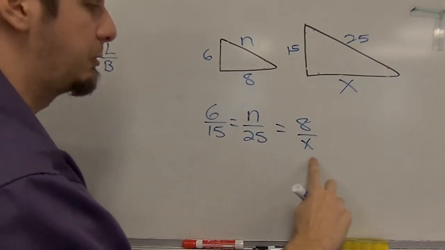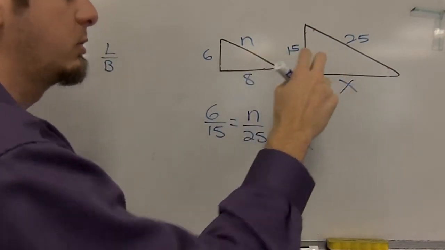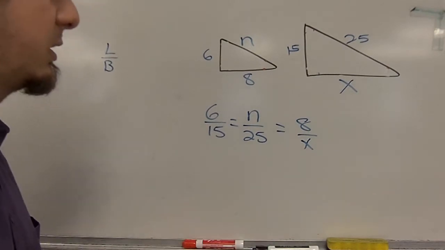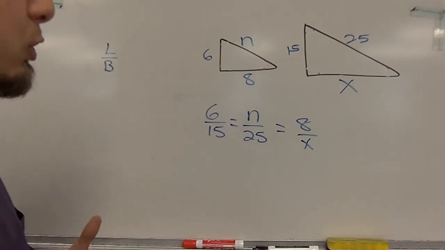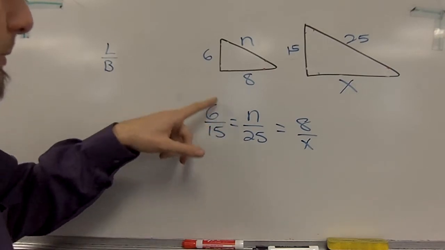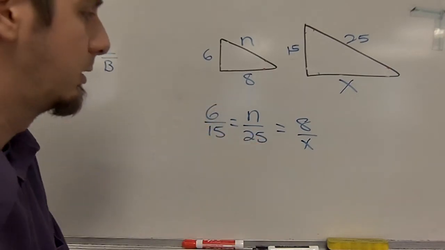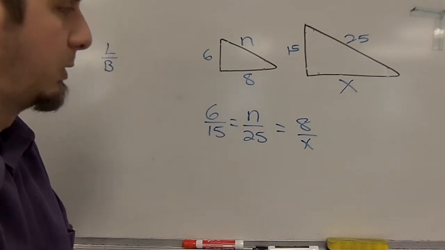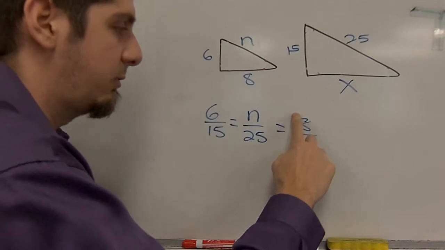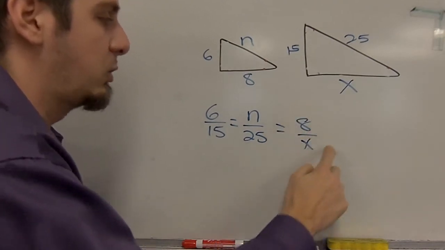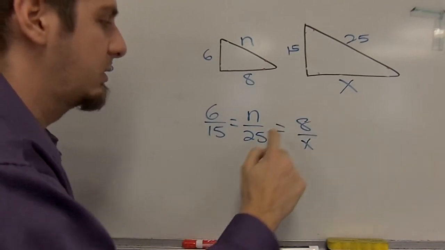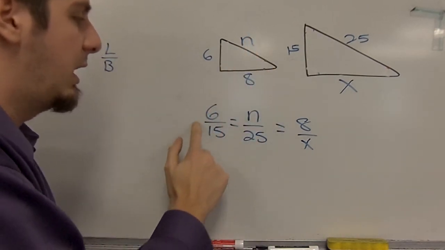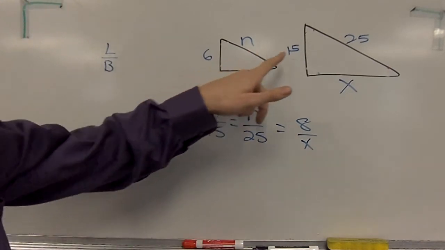Now we know all three of these are equal because it's been said to us these two triangles are similar. So that means their corresponding sides are proportional, which means when you set them up in ratio form, they should be equal to each other. So all three of these ratios I just set up are equal to each other. This ratio here contains my x. This ratio here contains my n. This one, I have a 6 and a 15. I have no variable there.